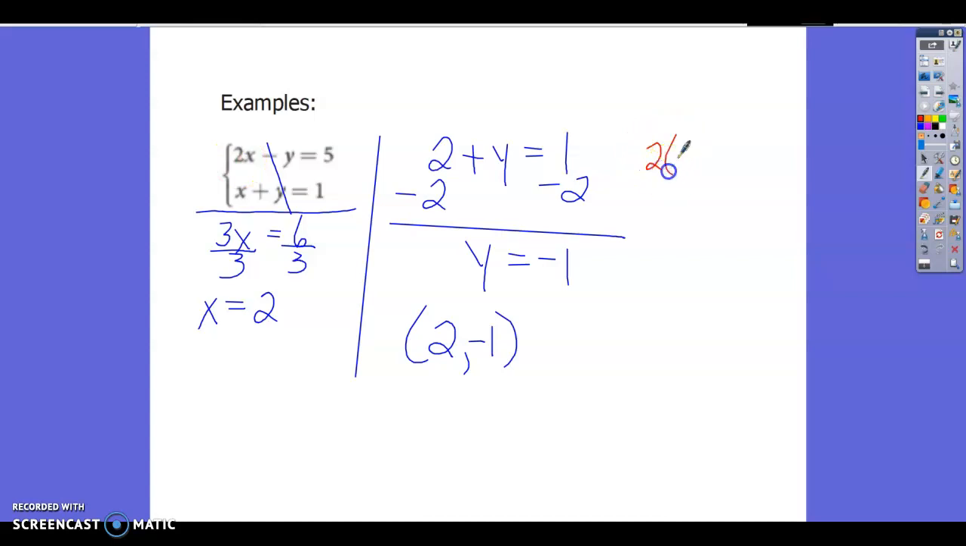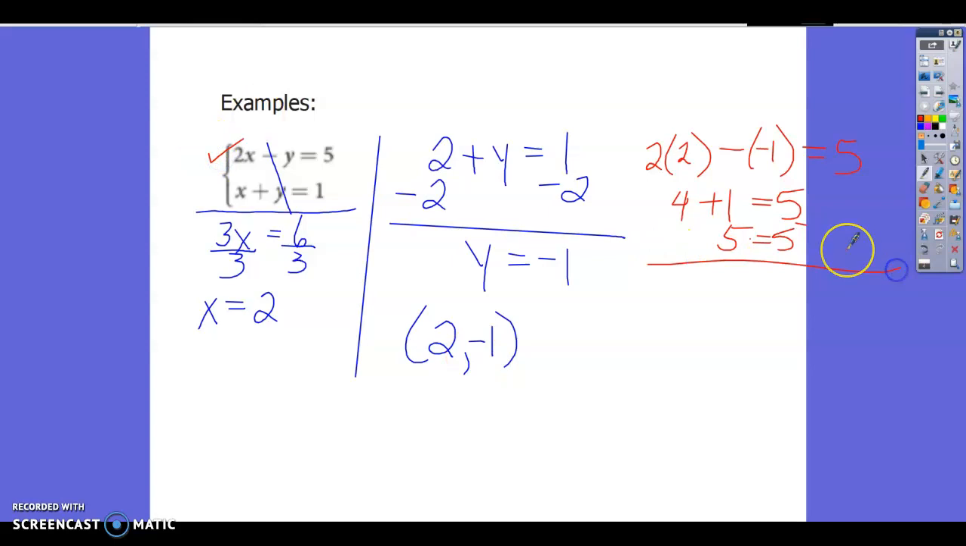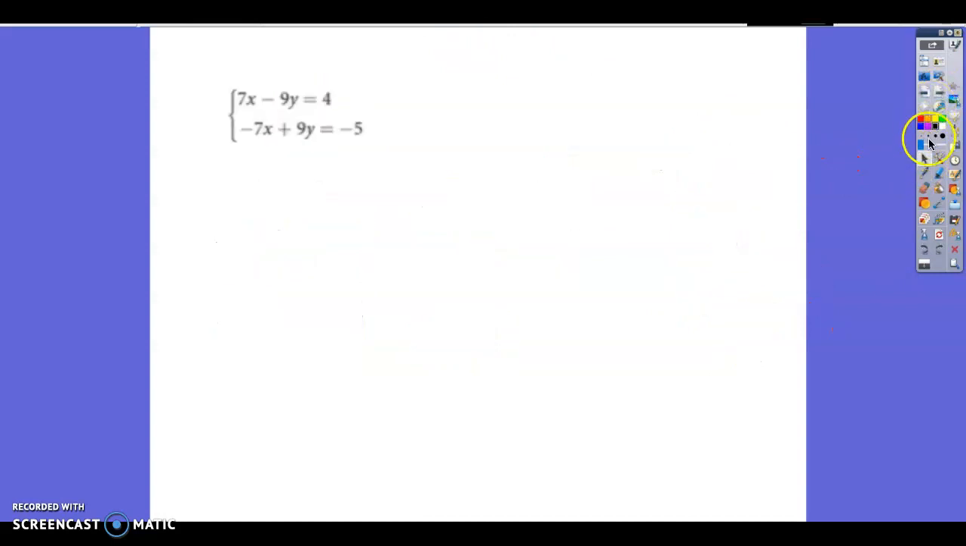We're going to have 2 times 2 minus y, y is negative 1, equals 5. So 4, negative plus negative is plus 1, 5 equals 5. We can see that the ordered pair does work for the first one. Now let's check the second equation. 2 plus negative 1 equals 1. 2 minus 1 is 1, equals 1. So this one works as well. I found the ordered pair and plugged in my x and y to check it, just to make sure it was correct. All right, let's look at another example.